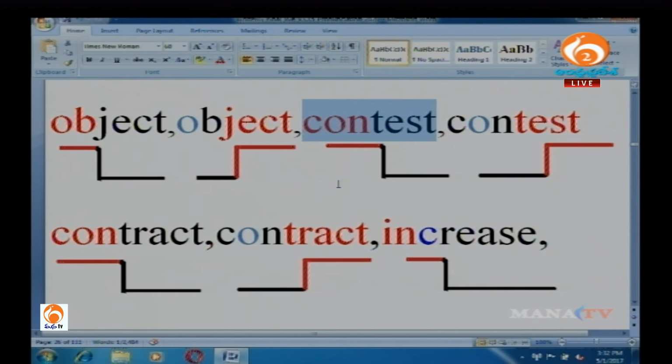Contest, contest. Okay, how about this one? Contest is a noun. That means a competition. And this one, contest, is a verb, compete. Quite often when you have two syllables, con and test, if it is a verb, the second one takes the primary accent. You may think it's useless, but it's not.